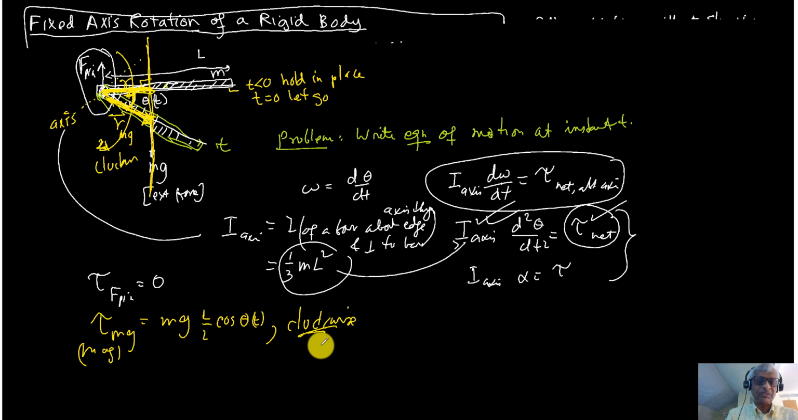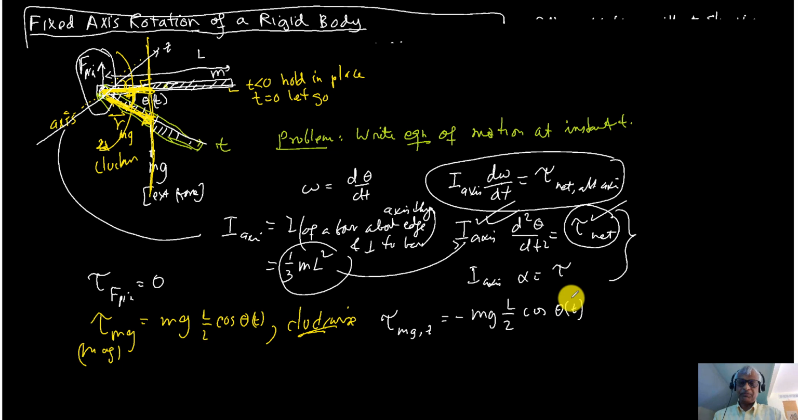When you have a clockwise direction, then we say the axis is actually pointing away. If you want to call it the z-axis, the z-axis is in that direction. So if I wanted to write tau with mg along the z-axis, this is going to be minus mg L over 2 cosine theta of t. Okay, so this theta is written with respect to that z-axis.